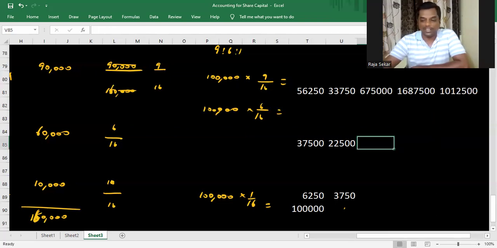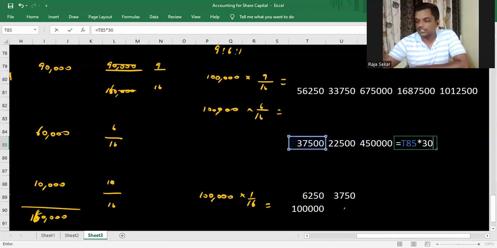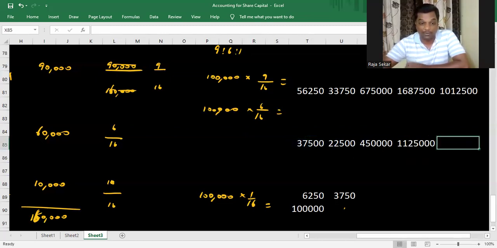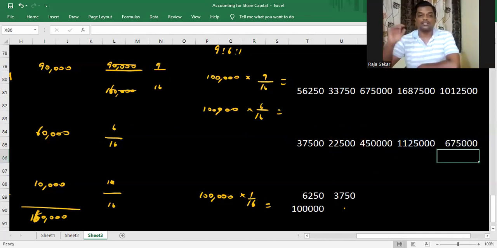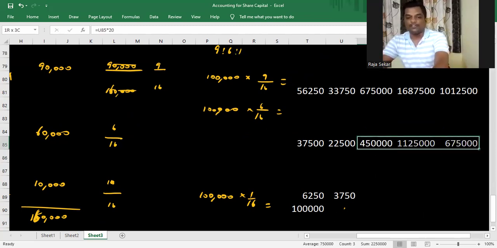Likewise, for B, on the 22,500 shares, we have an excess application money of 4,50,000, and allotment money due as per our example, at 30 rupees per share, is 11,25,000. So instead of collecting 11,25,000, refunding 4,50,000 and collecting 11,25,000, we can just collect 6,75,000 for allotment. And similarly, we can do the same thing for C also.